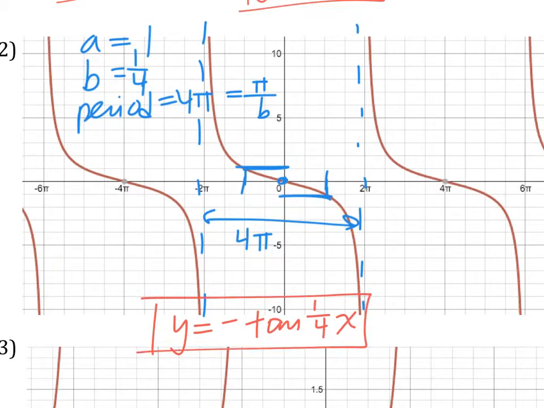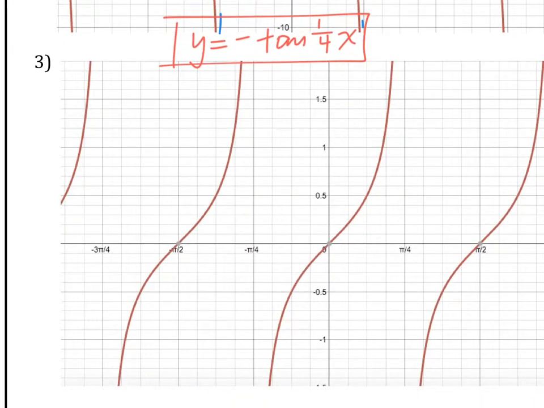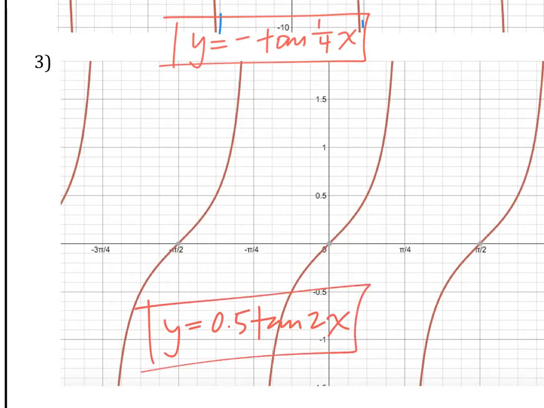Okay. Let's see if we have time to do one more. Do you guys want to try one more? Sure. Okay, last one. So this is y equals 0.5 tangent 2x. Good? Okay, let's move on to the next one.